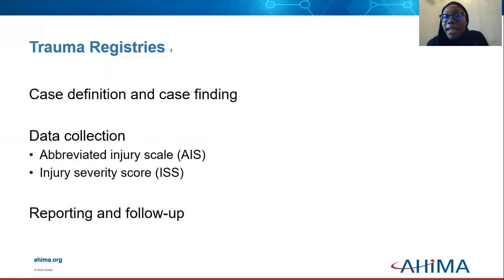Two examples of data collection tools used for trauma registries are the AIS, which is the abbreviated injury scale, and ISS, which is the injury severity score. AIS reflects the nature of the injury and the severity to the body system. The ISS is the overall severity measurement calculated from the AIS scores for the three most severe injuries of the patient. So reporting varies among trauma registries.